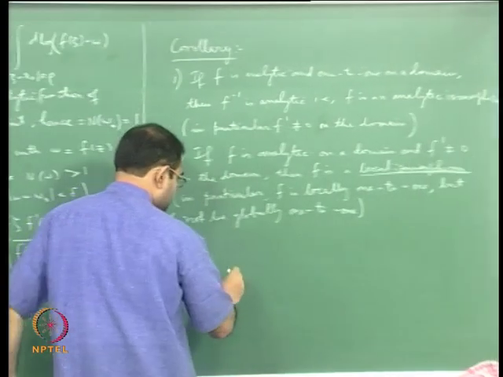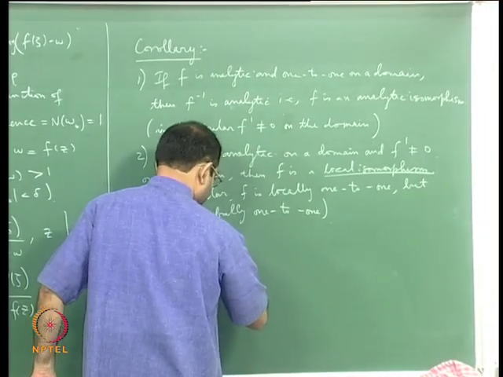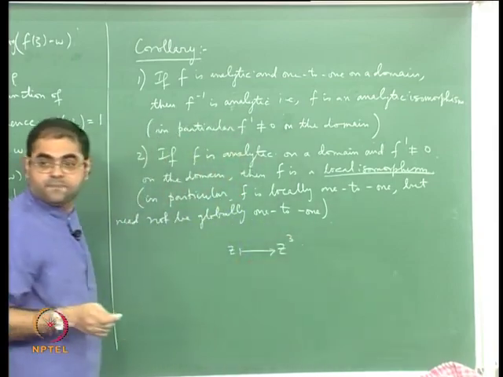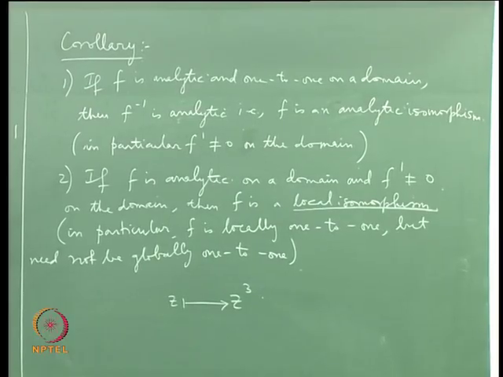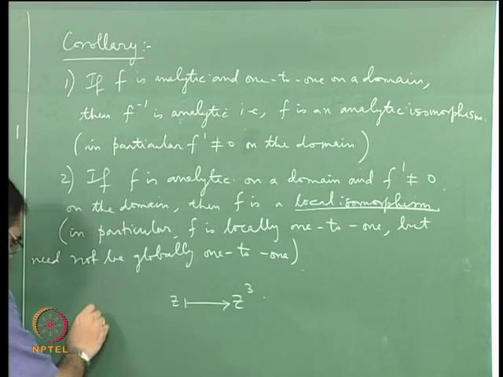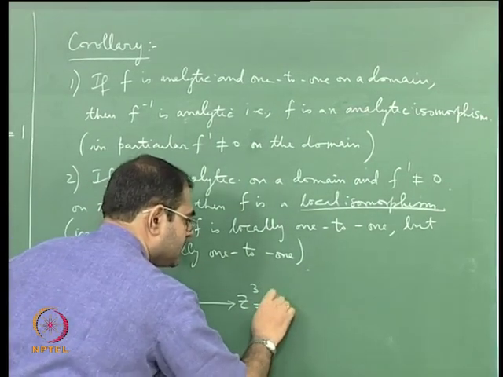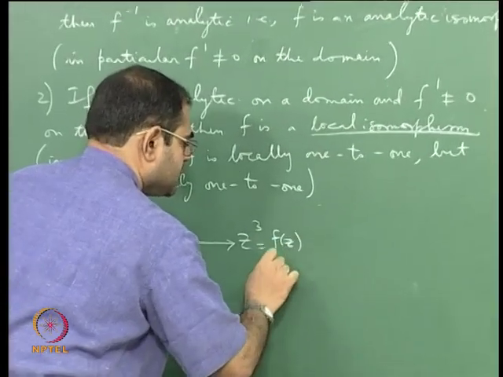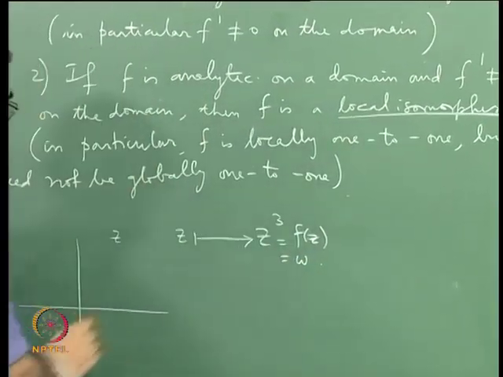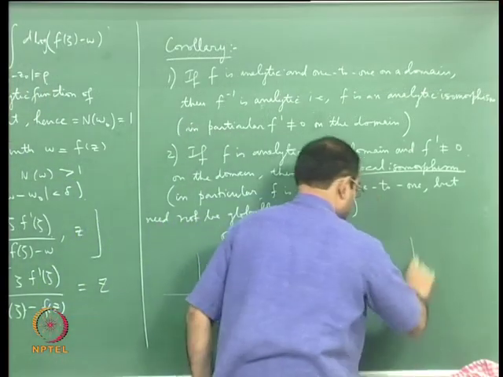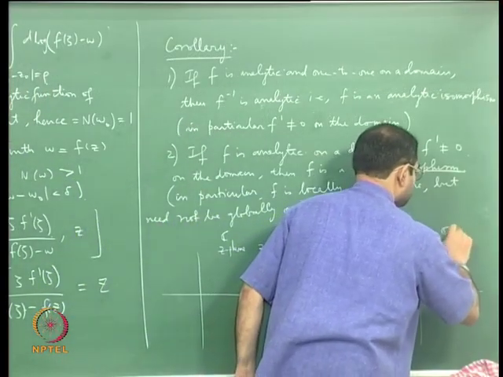I'll give you a simple illustration for this that will help you to think. Take the function z going to z cube. Here is a source complex plane, z cube is f of z which is my w. So this is the z plane, which is the complex plane, and then here is the target plane, which is the complex plane, the w plane.